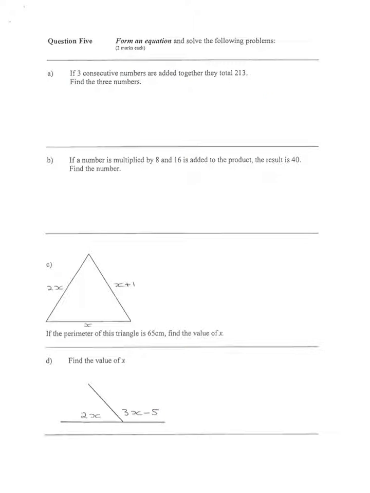Three consecutive numbers add together. So consecutive one after the other, we start with x. Our next number is 1 after that one, which is x plus 1, and our next number is 2 after our original, which is x plus 2. They all add together to give 213.